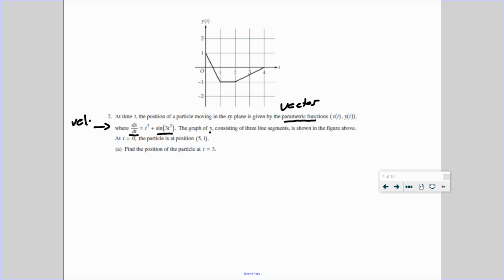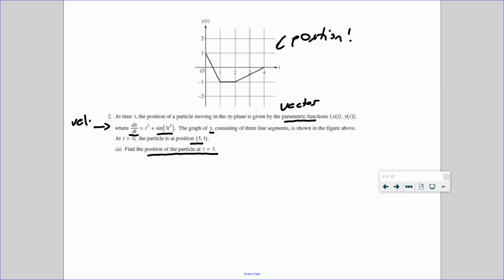And the graph of y above. So this is a position graph for y. There's our position, and we're given the velocity. And they tell me the initial position of the particle is at (5, 1). So that tells me that this is going to be another fundamental theorem question, FTC problem right here. And look, lo and behold, there it is. Question A: find the position at t equals 3.